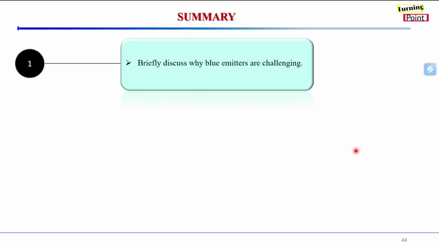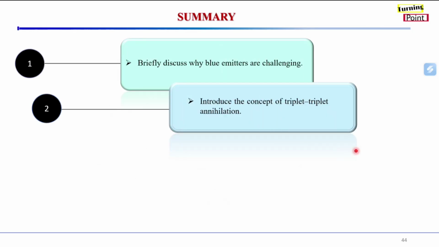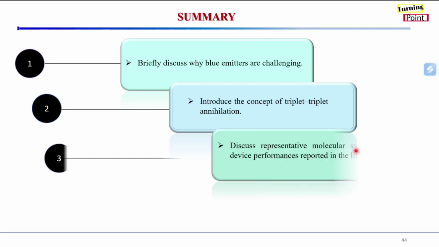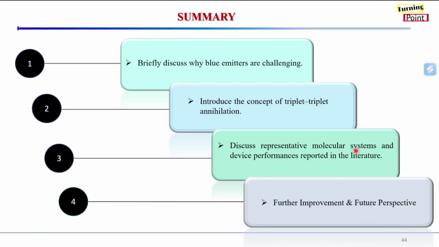So now I summarize my talk. At first, I discussed why blue emitters are challenging. After that, I introduced the concept of the triplet annihilation process. Then I showed some molecular systems and device performance reported in papers, and last, the further improvement and future perspective of blue light emission based on TTA emitters.